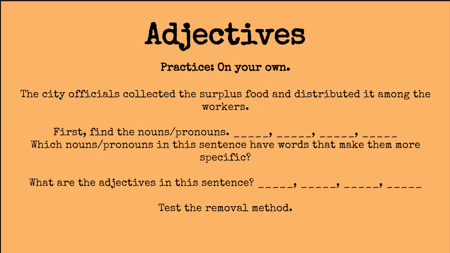And then ask yourself, which of those nouns and pronouns in this sentence have words that make them more specific? Those are those magical adjectives that you're looking for. What words make those nouns more specific? And then what are the adjectives in the sentence? There are 4 of them. Once you think you have found them, test the removal method. See if, removing them, the sentence still makes sense. I'll give you a couple seconds here to try to figure it out.